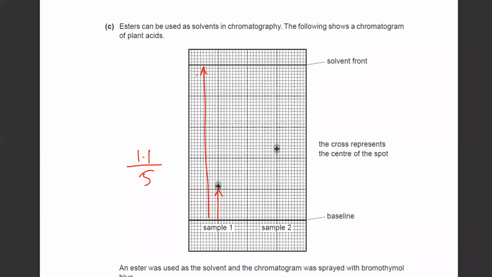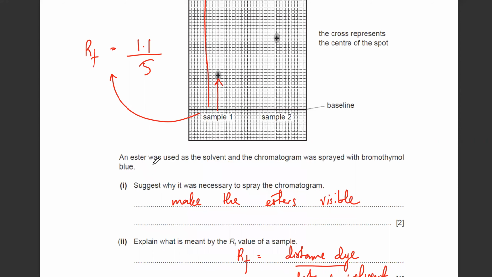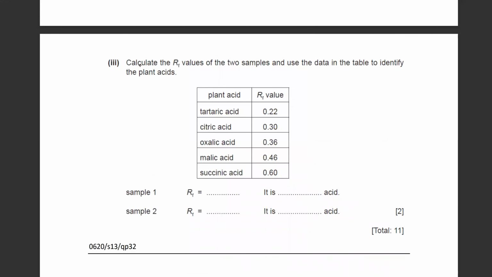So what RF value would you get if you do this for sample 1? It's going to be 0.22. Can somebody do this on the calculator quickly? It's probably 0.22. Yes, sir, it's 0.22. So that means that's tartaric acid. They gave you a table, so you're able to identify that that one is tartaric acid.